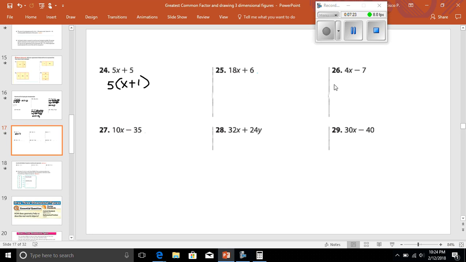Let's go to 26. Got 4x minus 7. Well, how do you factor this out? And the easy answer to that is you can't. There's really nothing that factors into 4 and 7. So I'm going to put cannot factor out.